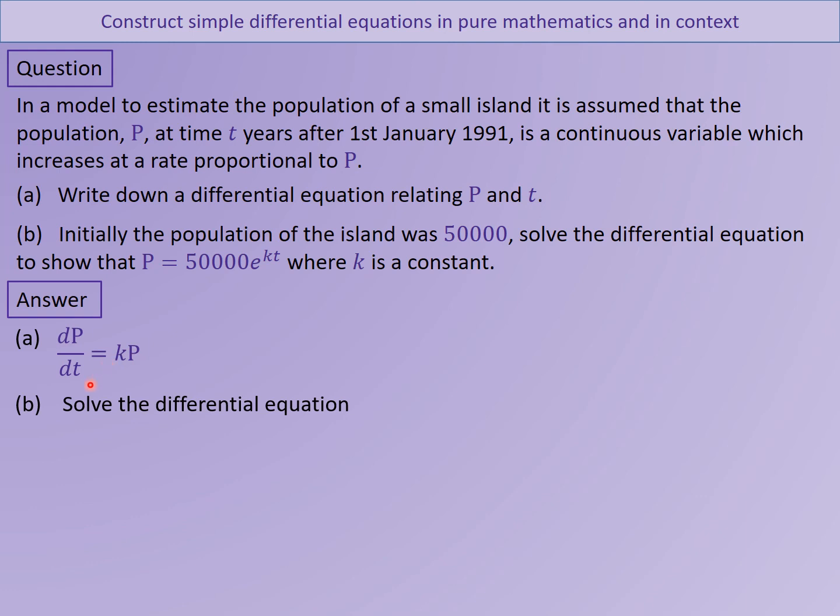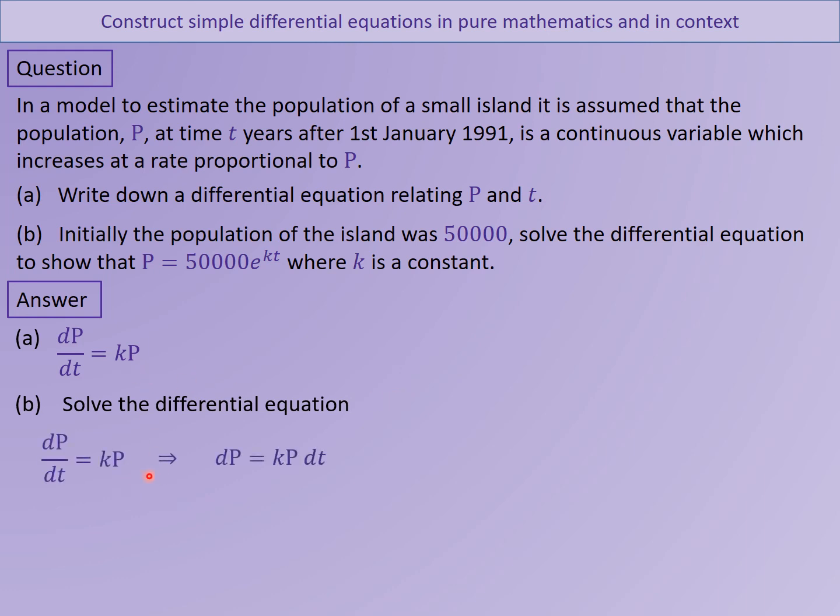So once I've got that, now I can have a go at solving the differential equation. In part B, that's what they're talking about: solving the differential equation to get some sort of particular solution. So what I'm going to do is rearrange this equation first and get myself a general solution, and then I can go on and potentially use this 50,000 to get a particular solution.